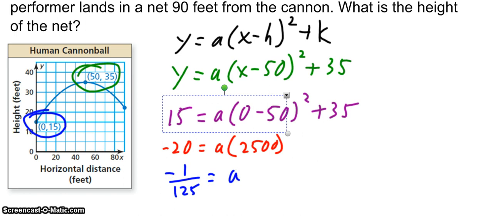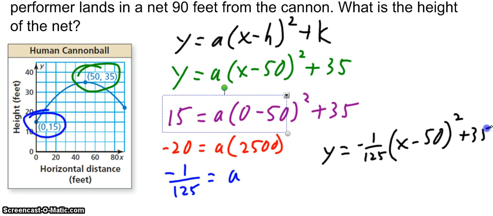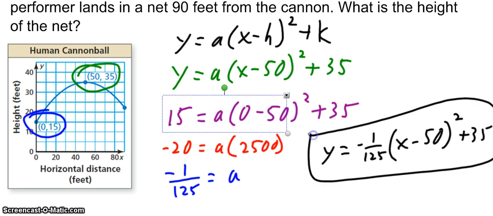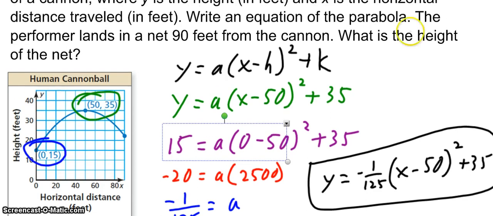So therefore the equation that I want is y equals negative 1 over 1/25 times x minus 50 squared plus 35. That's the equation. Next problem, or still part of the same problem, it says the performer lands in a net 90 feet from the cannon. What is the height of the net?